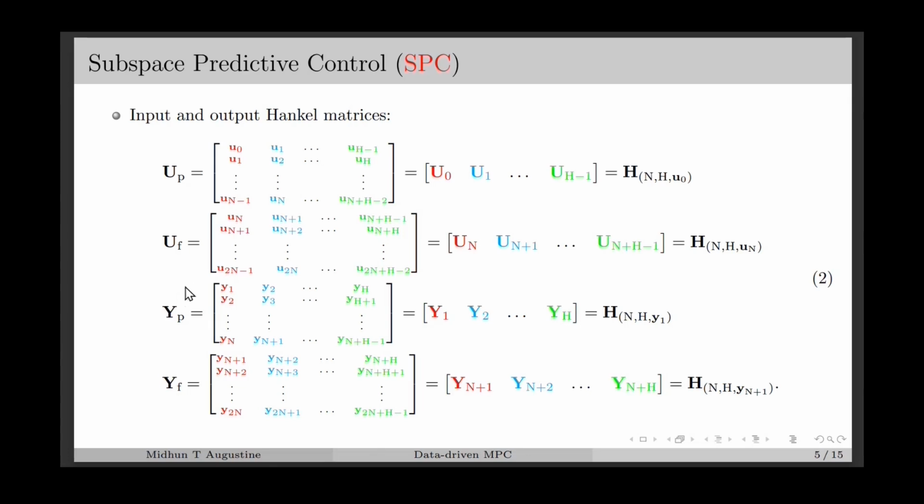And next, we will derive that the future output Hankel matrix YF can be represented as a linear combination of UP, UF, and YP. In the initial lecture, we derived the prediction equation where this capital Y1 can be written as capital AY X0 plus capital BY capital U0. And similarly, capital Y2 can be written as capital AY X1 plus capital BY capital U1 and so on.